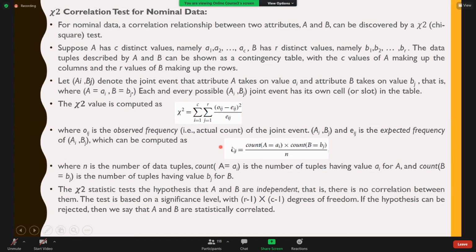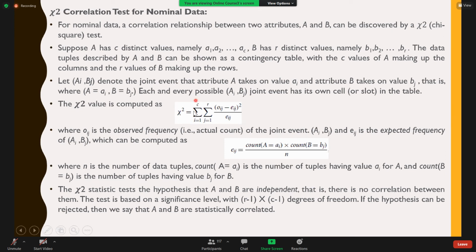Here you can see, chi-square is computed over all the possible values present in that contingency table. It's a 2 by 2 table in our example. Why is it a 2 by 2 table? Because for both the attributes, we have two possible values. For gender, we have two possible values, male and female. And for preferred reading also, we have two values: one is fiction and another one is non-fiction.